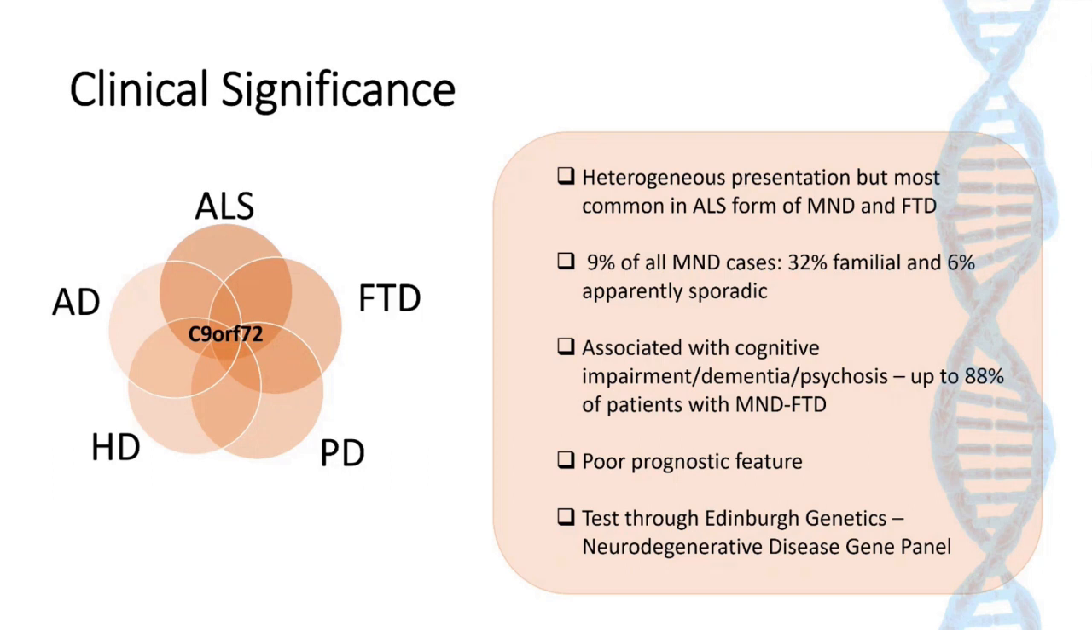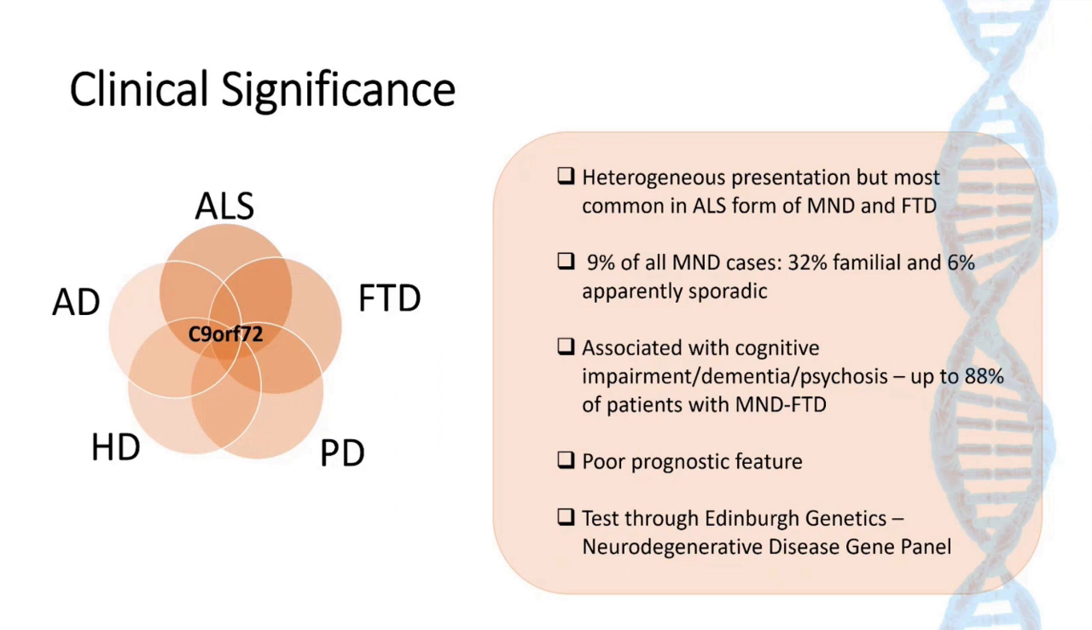In MND, it's present in 9% of all MND cases. It's the most common MND-associated gene mutation, and actually 32% of familial cases and 6% of apparently sporadic cases. So it is very important. It's got about 50% penetrance, so there's a 50% chance of it being passed on to other members of the family. Associated with cognitive impairment, dementia, and in some cases psychosis. And it's also a poor prognostic feature.